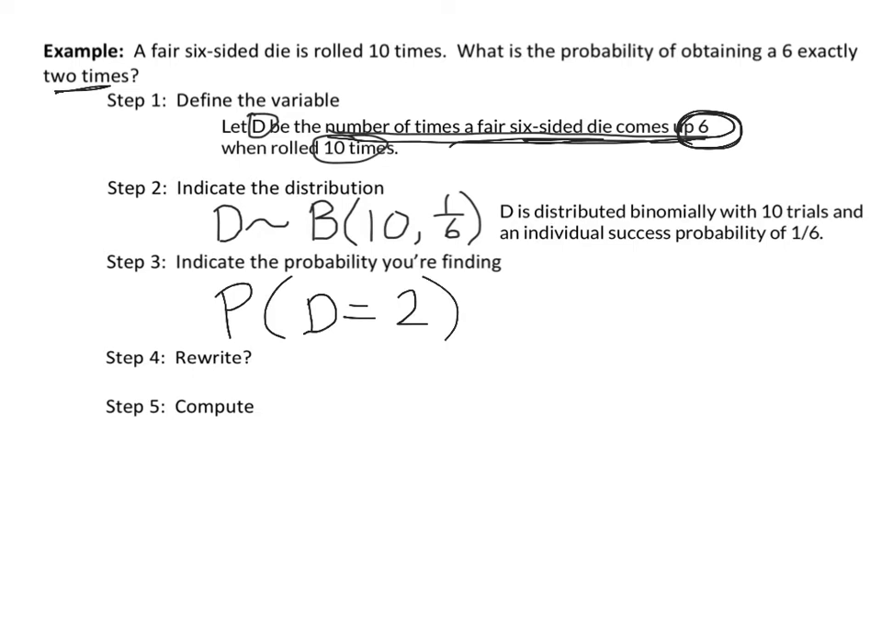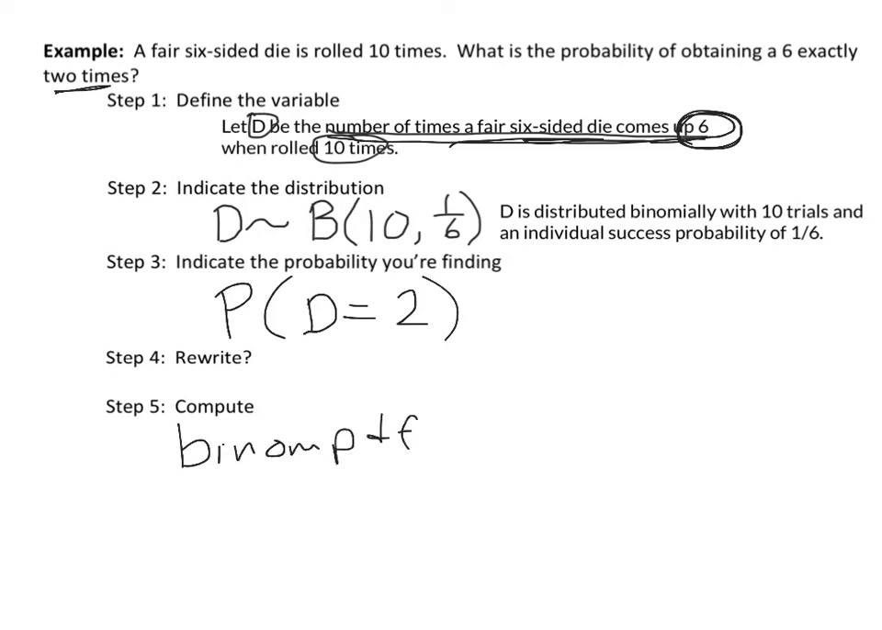Now in step 4, we don't need to rewrite. I'm going to come back to that one later, so let's not worry about that. Now in step 5, we want to compute it. At this point, the calculator does literally all of the work for us. Okay, so at this point, we can plug into the calculator binom PDF.